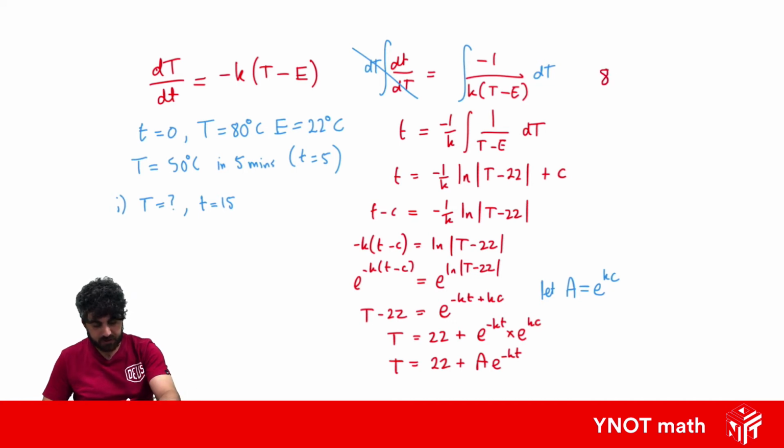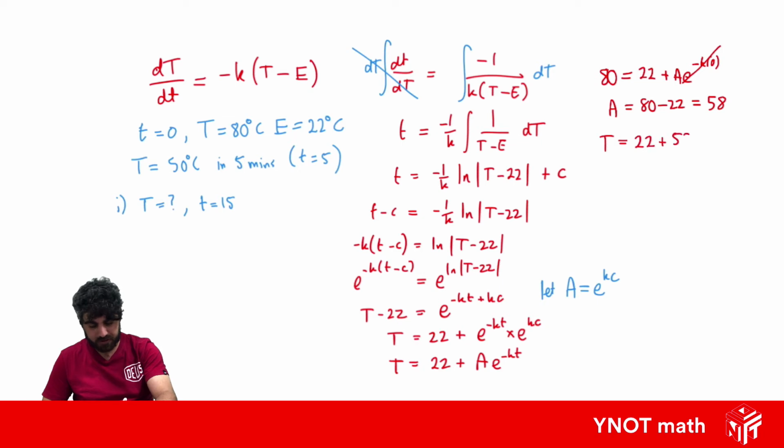So if the temperature equals 80 when the time is equal to 0, we'll have 22 plus A e to the minus k times 0. This is all going to be 1. So then we're just going to get A equaling 80 minus 22, which is going to give us 58. So we can now write our temperature is equal to 22 plus 58 e to the minus kt.